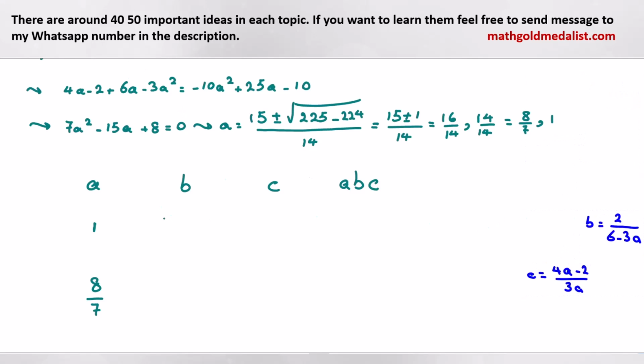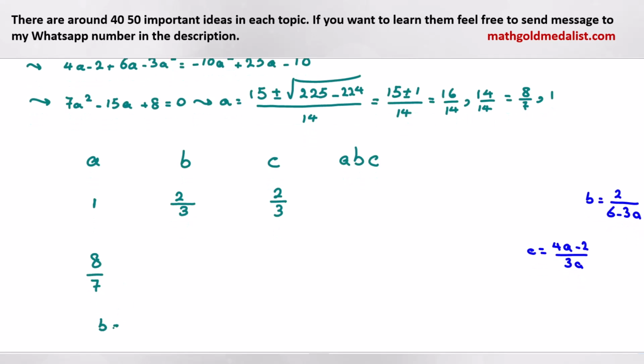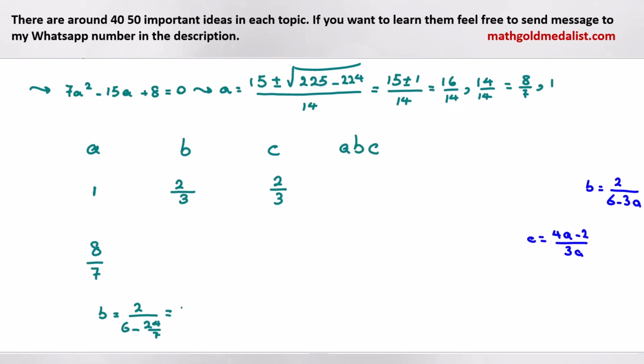B is what? 2 over 6 minus 3, which is 3. So it's 2 over 3. If we replace A with 1 here, it's 4 minus 2, 2 over 3. Okay, this is our first case. If it is 8 over 7, we can say in this case B is what? B is 2 over 6 minus 3 times this, which is 24 over 7. Now if you multiply both numerator and denominator by 7, it will be 14 over 42 minus 24. We can divide both numerator and denominator by 2. It's 21 minus 12. So it will be 7 over 9.